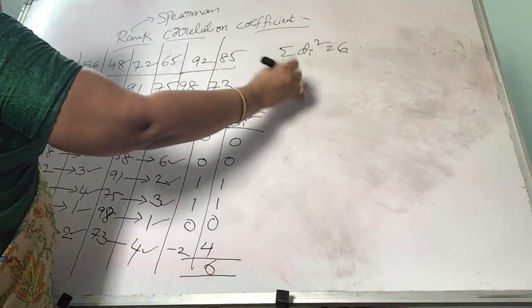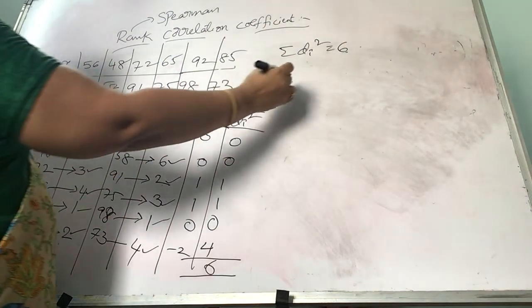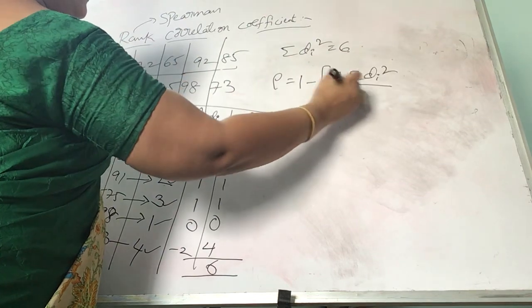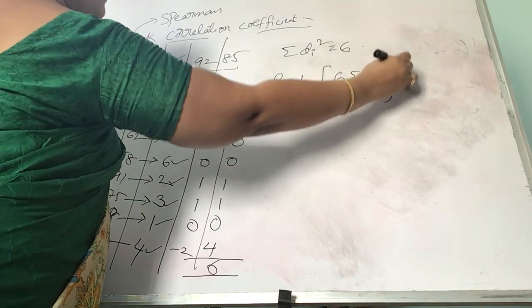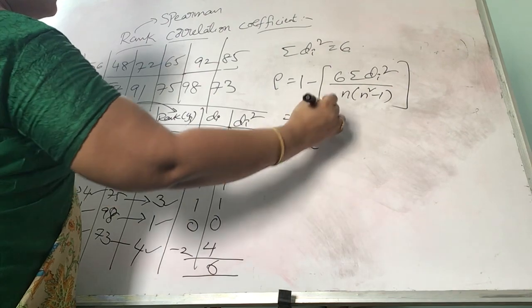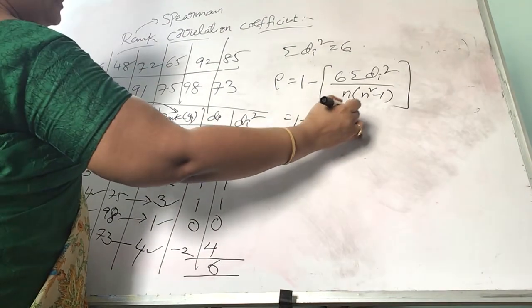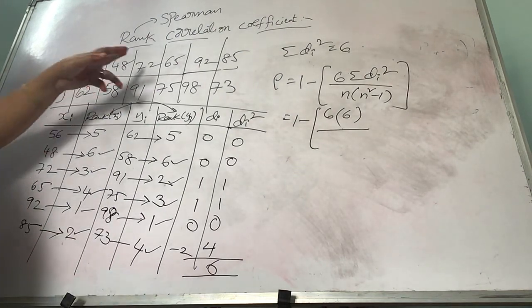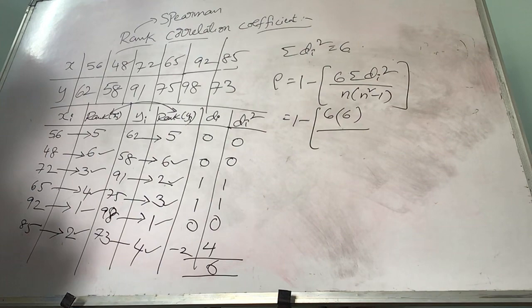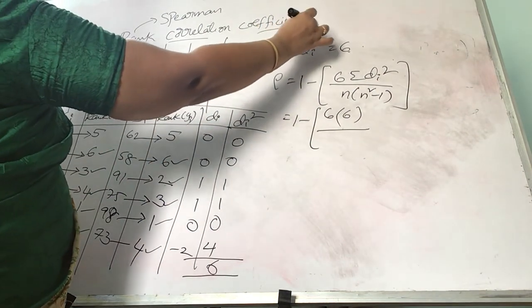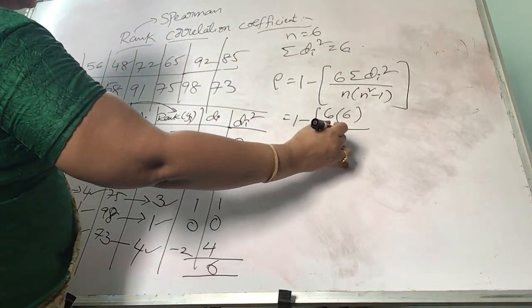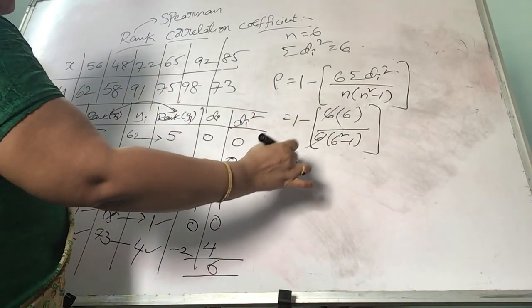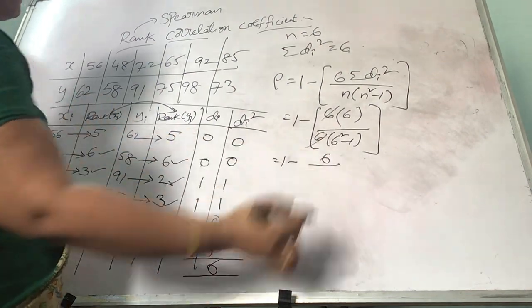Now we calculate the rank correlation coefficient rho. Rho formula is 1 minus 6 into summation of di square by n into n square minus 1. Here 1 minus 6 into summation of di square, which is 6, by n into n square minus 1. Here n is the number of observations. How many observations are there overall? There are 6 observations. So n value is 6. Substitute n value 6: 6 into 6 square minus 1. Here 6 and 6 get cancelled.